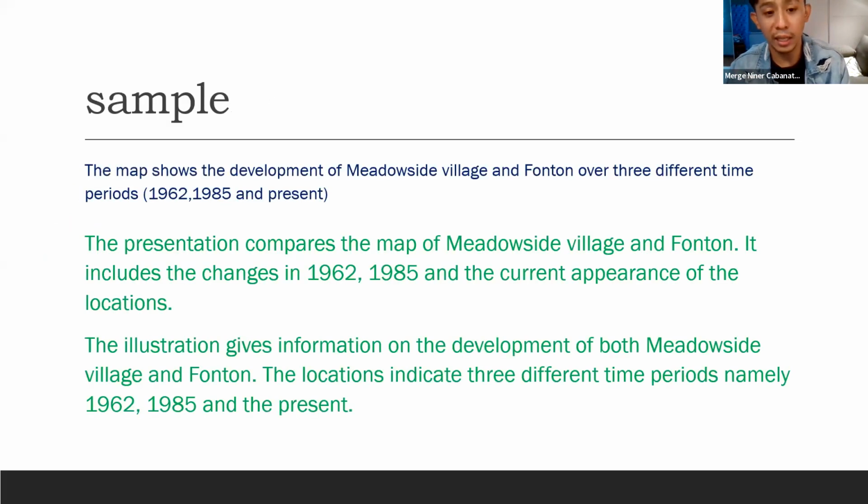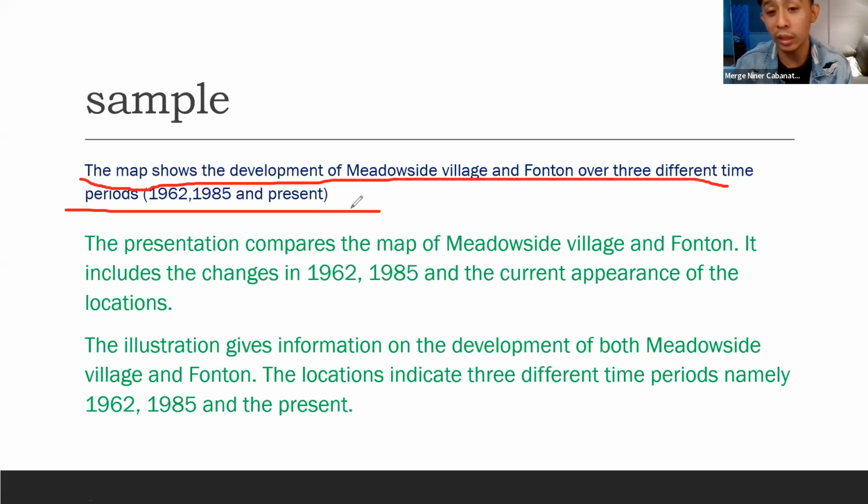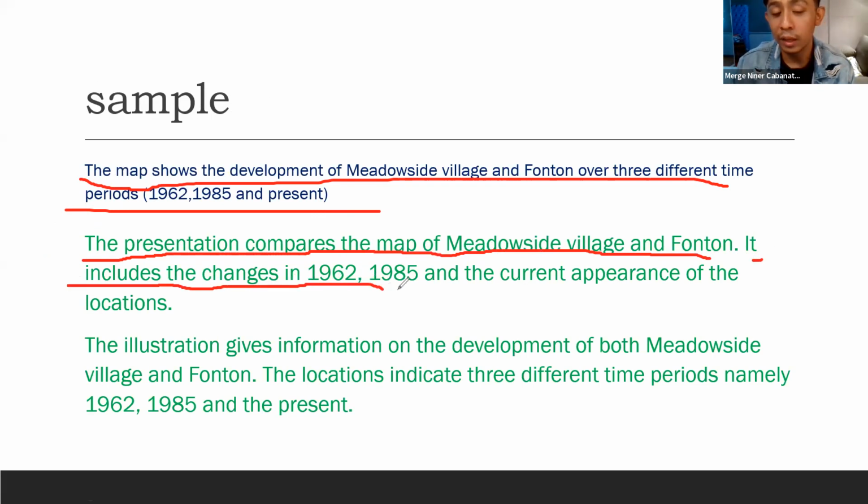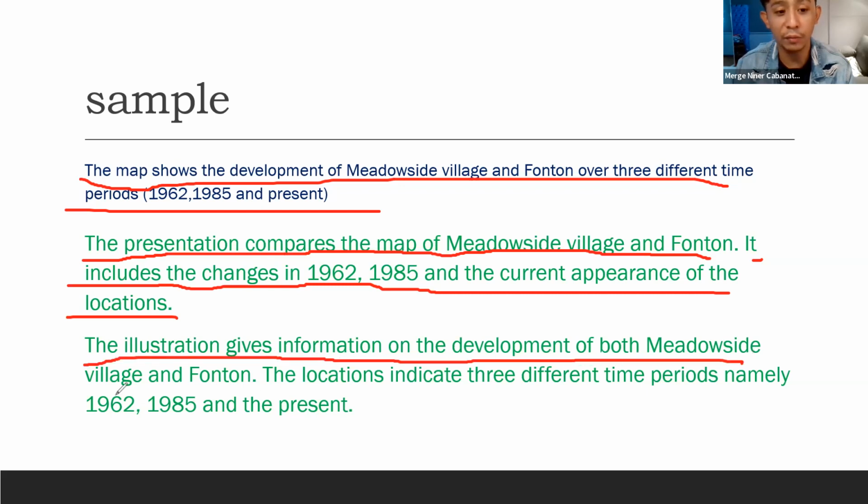Here is a sample task description. Literally the task description a while ago. This is what I did. The presentation compares the map of Meadowside Village and Fontaine. It includes the changes in 1962, 1985, and the current appearance of the locations. Here's another version. The illustration gives information on the development of both Meadowside Village and Fontaine. The locations indicate 3 different time periods, namely 1962, 1985, and the present.